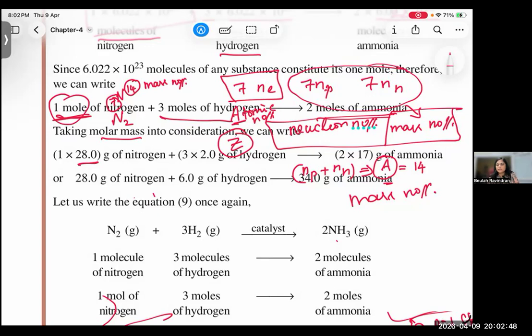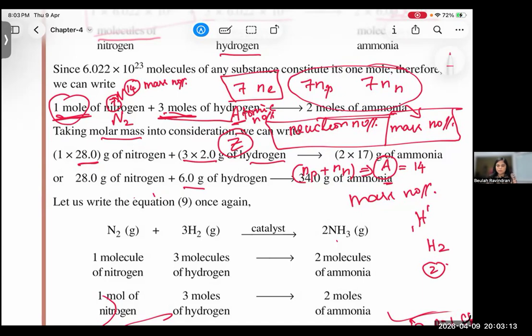of nitrogen. Then for hydrogen, we take 3 moles of hydrogen. You know the mass number of hydrogen is only 1, and hydrogen is also diatomic, so 2. So 2 × 3: 3 moles of hydrogen is 6 grams of hydrogen. So I can say 28 grams of nitrogen and 6 grams of hydrogen can produce 2 moles of ammonia.